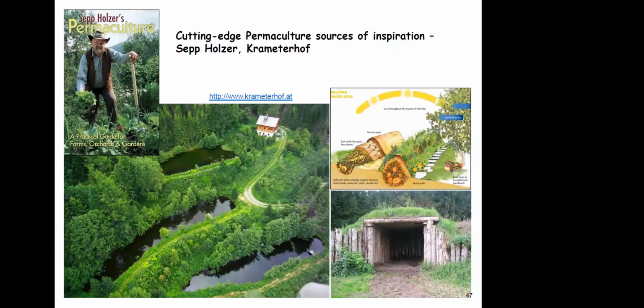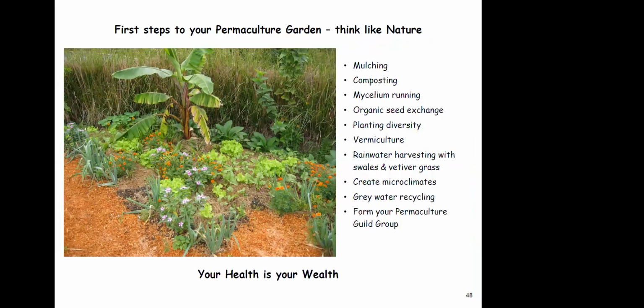And the last slide we want to leave you with, if you want to make an impact in your own small garden, wherever you are, remember mulching, composting, get your mycelium running, exchange your seeds, plant diversity, get your worms going, that's vermiculture, do a bit of rainwater harvesting with some mini swales, create your microclimates, recycle your grey water, and more importantly, form your permaculture guild group where you inspire yourselves to achieve the next best thing.